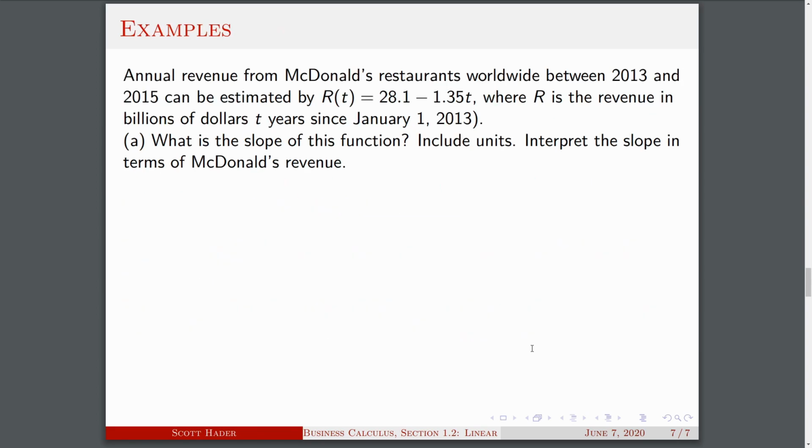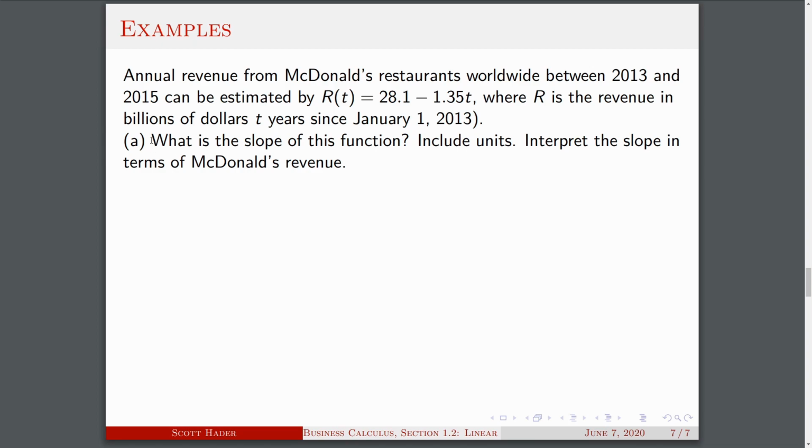Okay, so that's that. And our last example here is, suppose we're given a function that represents the revenue for McDonald's between 2013 and 2015. It's a linear function. Capital R represents the revenue. Usually capital R is used for revenue. We'll see that a lot. And we look and see that it's defined in billions of dollars. And last time we talked about how t is usually defined as years since something. So t is, in this case, years since the beginning of January 2013.